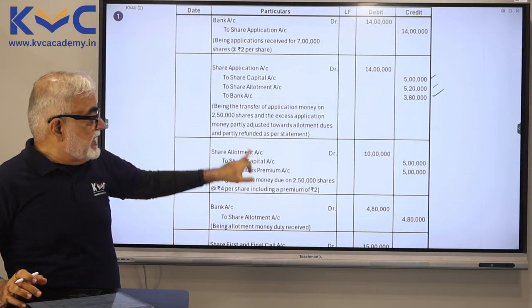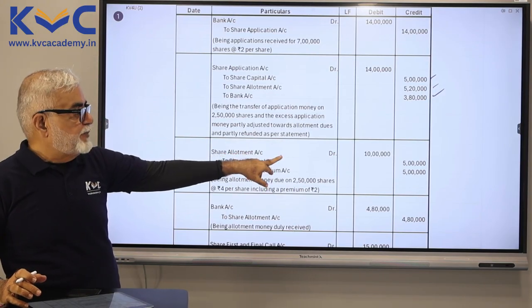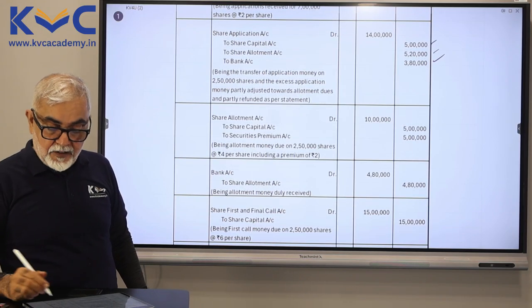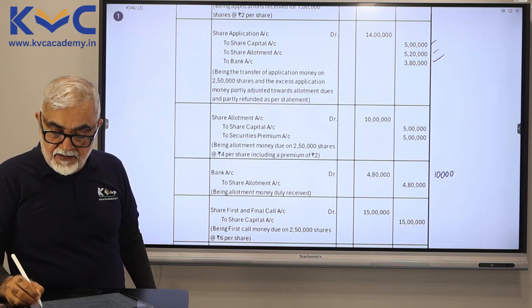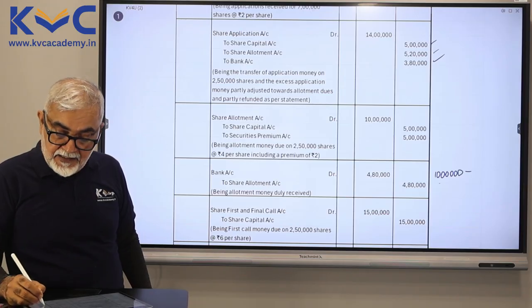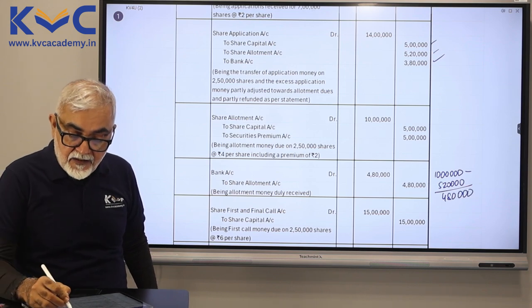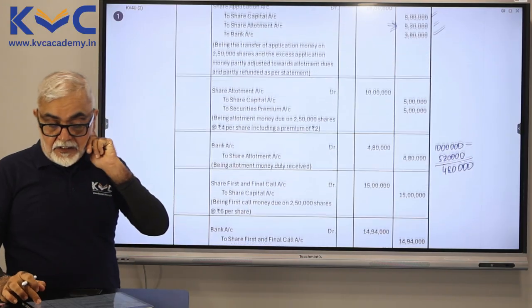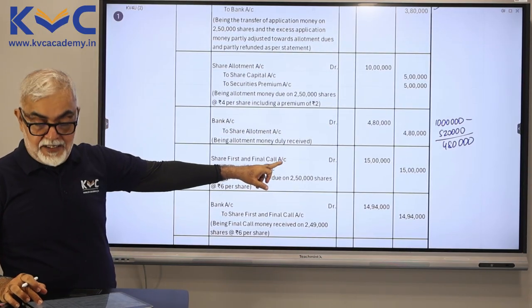Then allotment money is due 10 lakh, 2 rupees for capital, 2 rupees for premium. We have already got 5,20,000, so we will get only 4,80,000. How is this? 10 lakh minus 5,20,000 adjusted will give you 4,80,000. This 5,20,000 adjusted. Okay? First call and final call, 15 lakh. 2,15,000 into 6.